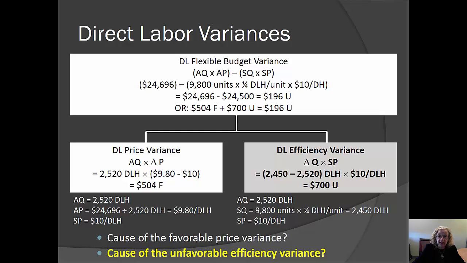Another possibility is that the favorable price variance came from using someone with less skill. Yes, it saved us some money, but a person with less skill might take longer to do the work. Again, we might want to consider going forward choosing someone with the appropriate skill level.